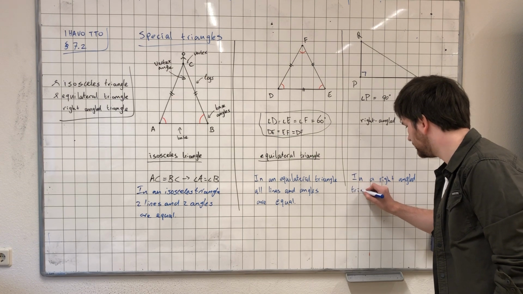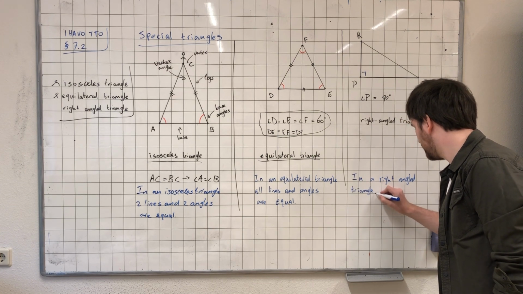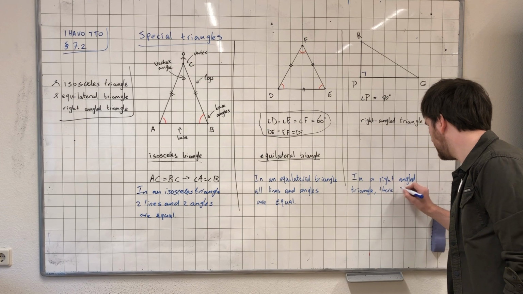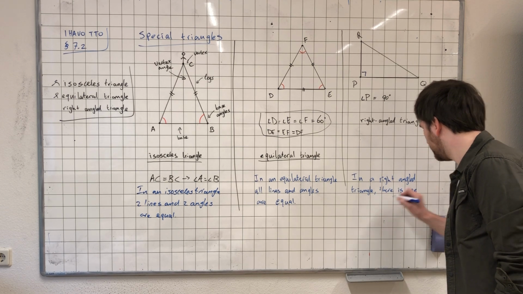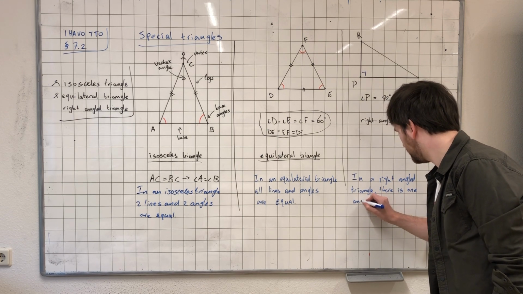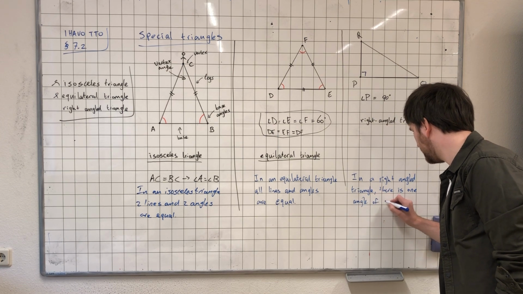In a right-angled triangle, there is one angle of 90 degrees.